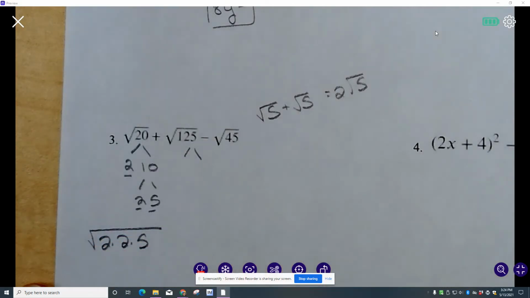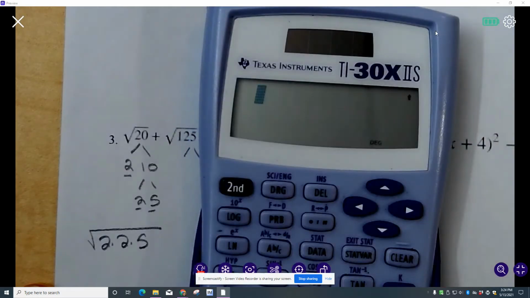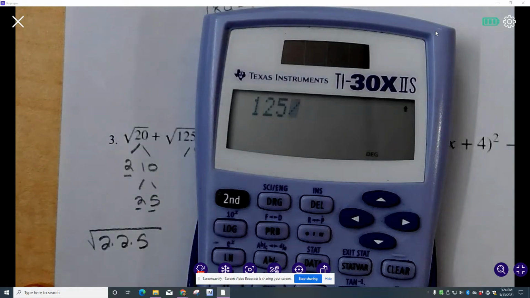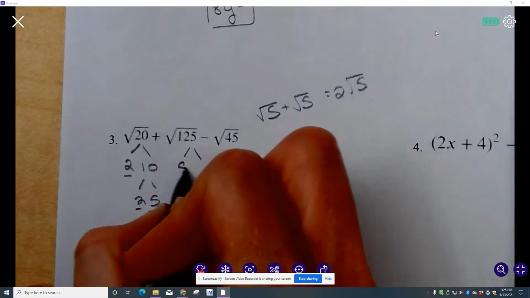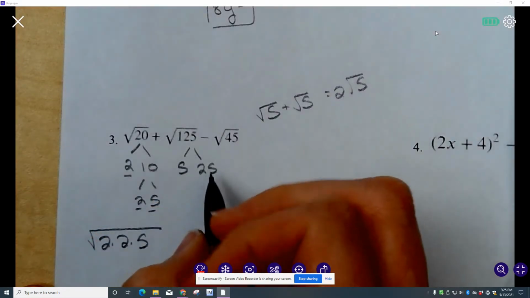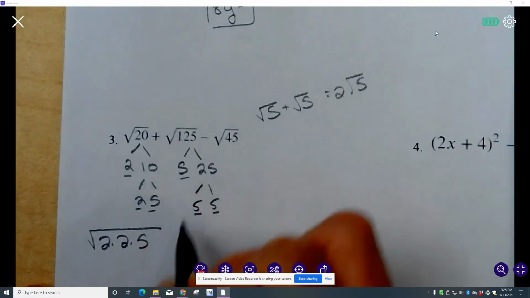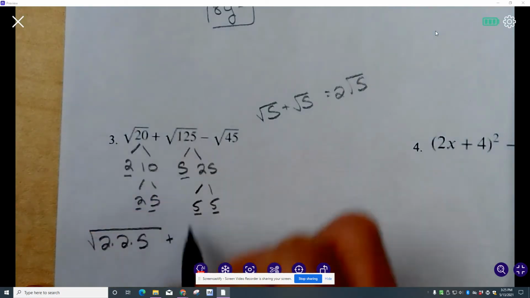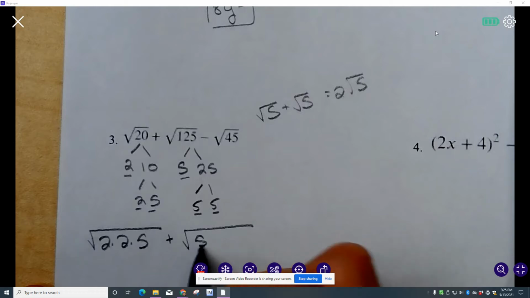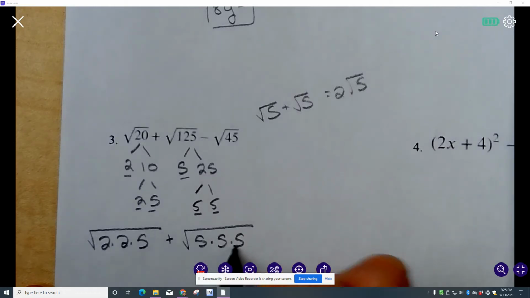125, 2 doesn't go into that, 3 doesn't go into that, but 5. So remember, you're just checking. No, 2 doesn't go into that. Divide by 3. Nope. Try your next prime number. If 2 doesn't work and 3 doesn't work, try 5. Oh, there we go. 5 times 25. And then 25 is the same as 5 times 5. So there's my primes. So I'm going to rewrite square root of 125 as 5 times 5 times 5.